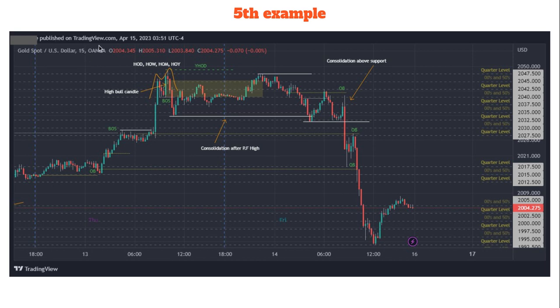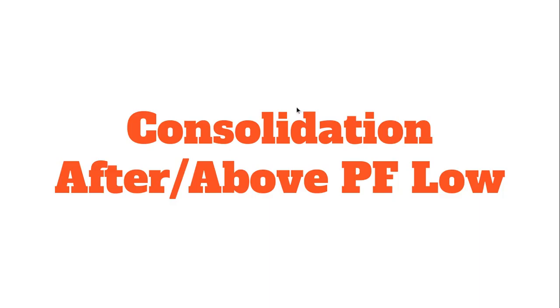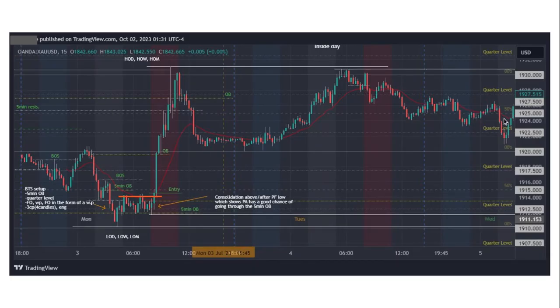This is the 15-minute time frame. Most of my trades these days are taken off of the 5-minute time frame, but you can also see that the 15-minute time frame can offer opportunities to enter such a trade. Now I'm going to show you consolidation after or above peak formation low. Here's the first example right here. We have this peak formation low, consolidation, breakout candle closing above the consolidation, and then price moving all the way up.